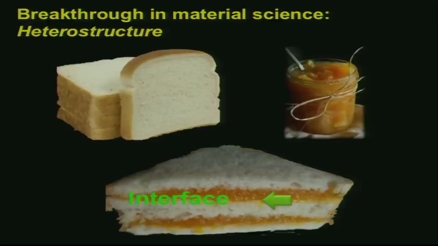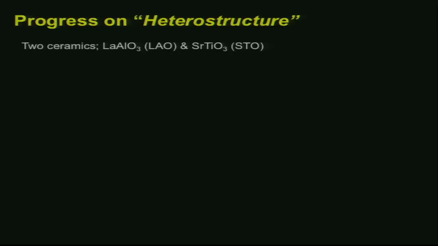The one ceramic is lanthanum aluminum oxide. The other ceramic is strontium titanium oxide. These are very common oxide materials, what we call ceramic materials. So that is a ceramic, you know, like the flower vases you have in the home. There is no conduction. It's completely insulating.